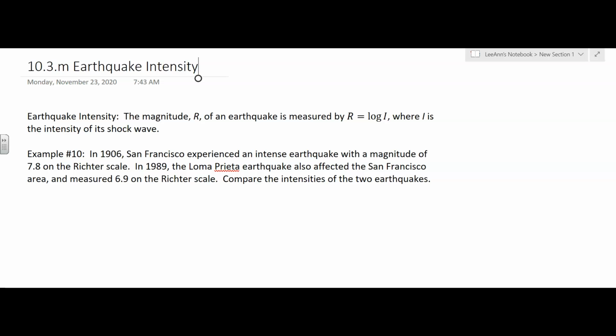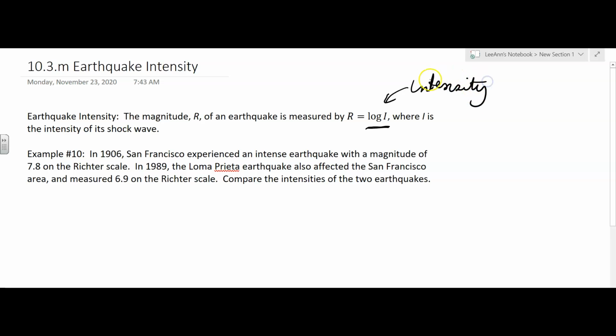So it tells us the earthquake intensity is, okay, if you have the magnitude R of an earthquake, it's measured by R equals log I. And I is the intensity of the shock wave, okay? So I is intensity.